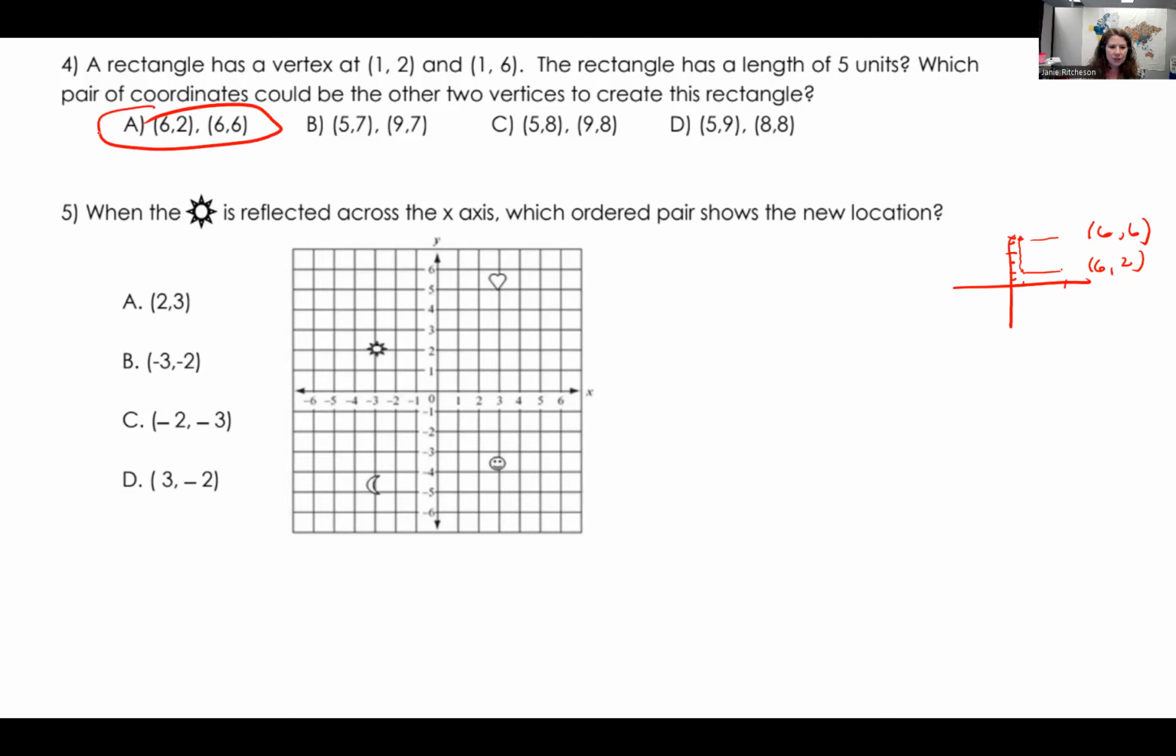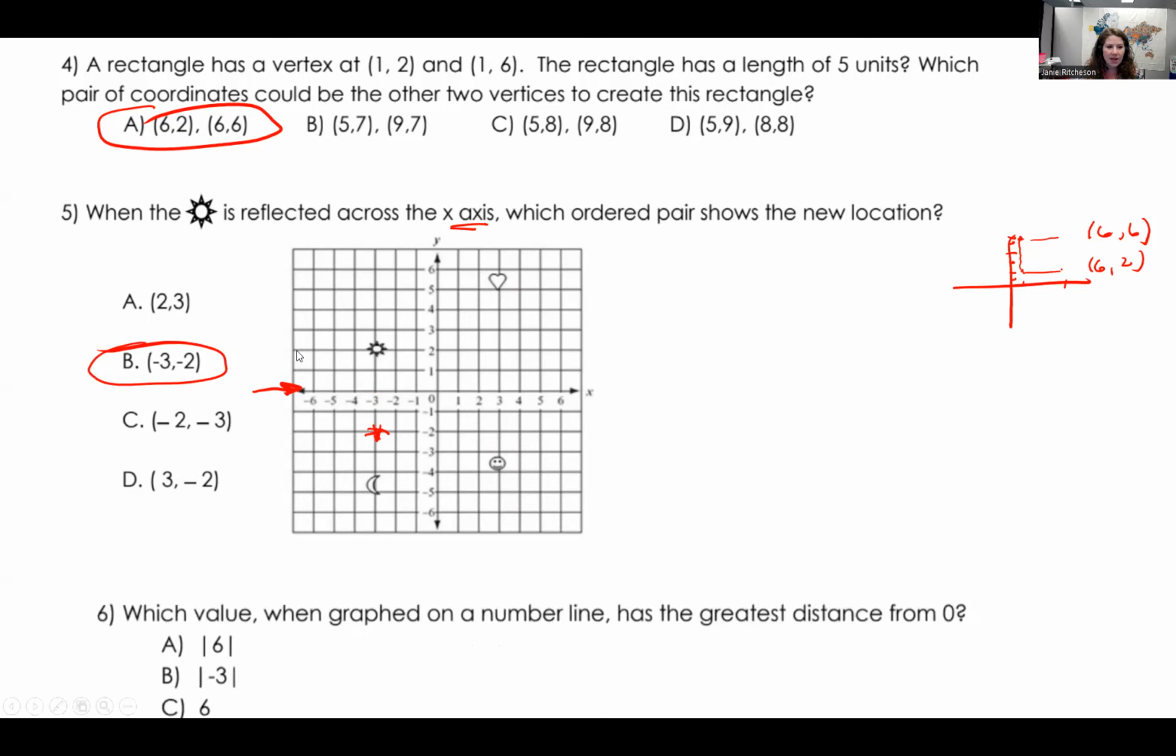So looks like letter A is the right answer. Okie doke. When the star is reflected across the x-axis, so here's our x-axis, right? Which ordered pair shows the new location? You're always going to go toward your line of reflection. Our line of reflection is our x-axis, so we would go 1, 2 spaces toward our line of reflection, and then keep going in the opposite direction, 1, 2. So our new star would be here. And what is this coordinate? It's negative 3, negative 2. That's number 5.